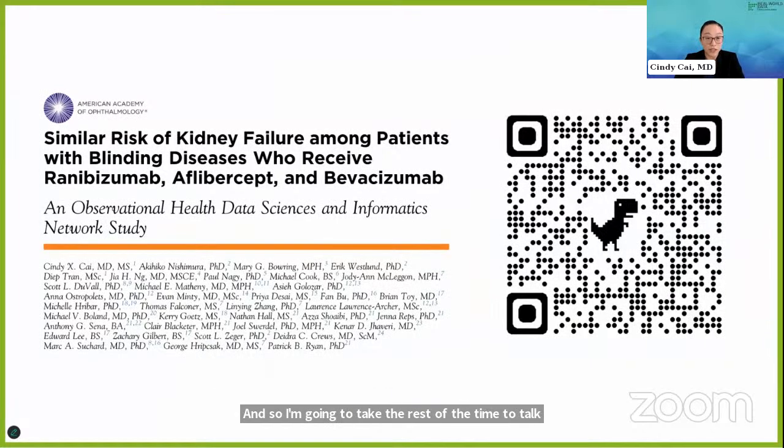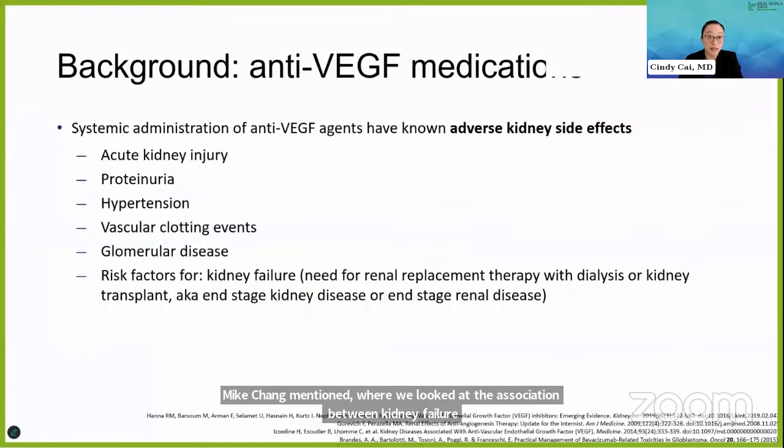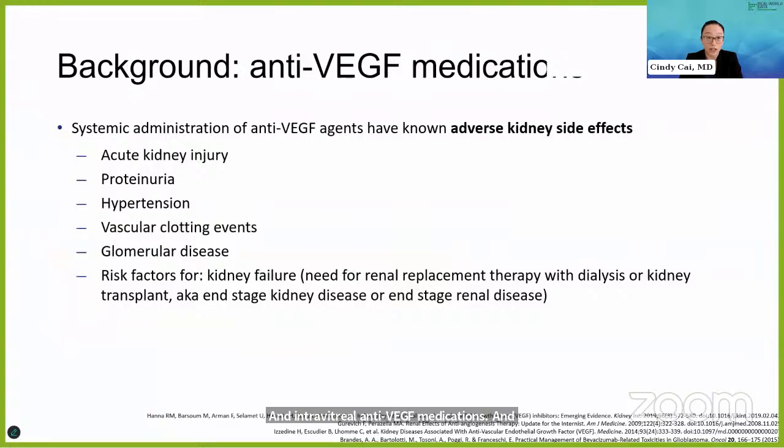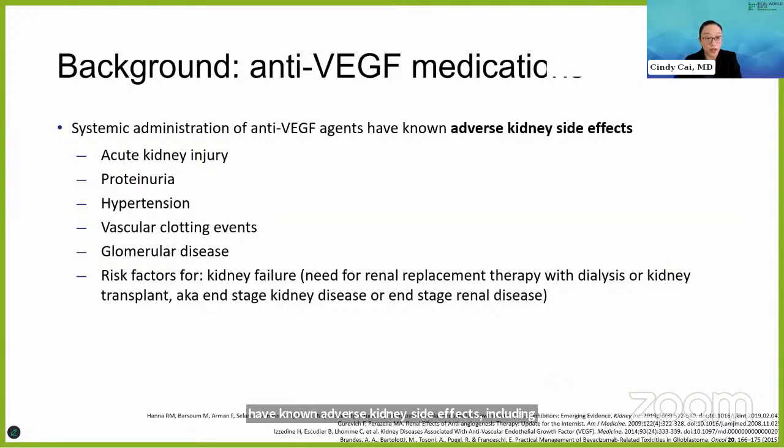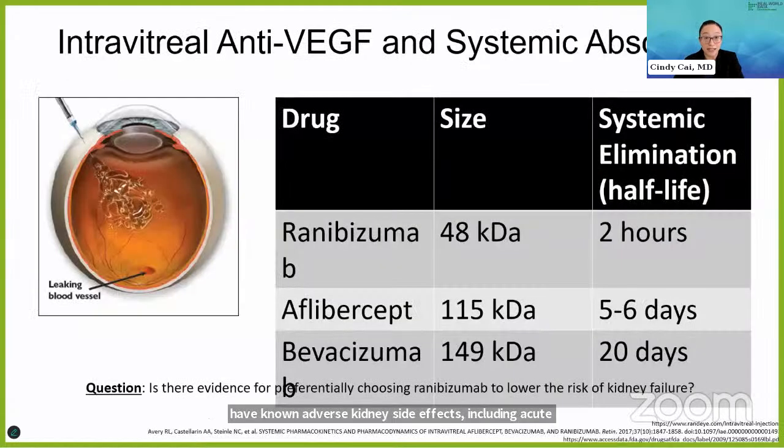I'm going to take the rest of the time to talk about a pilot study that we did, that both Michelle and Mike Chang mentioned, where we looked at the association between kidney failure and intravitreal anti-VEGF medications. We did this because we know that anti-VEGF medications, when given systemically, have known adverse kidney side effects, including acute kidney injury and proteinuria, which are major risk factors for kidney failure or end-stage kidney disease. And we use these medications quite commonly inside the eye to treat a whole host of potentially blinding conditions.